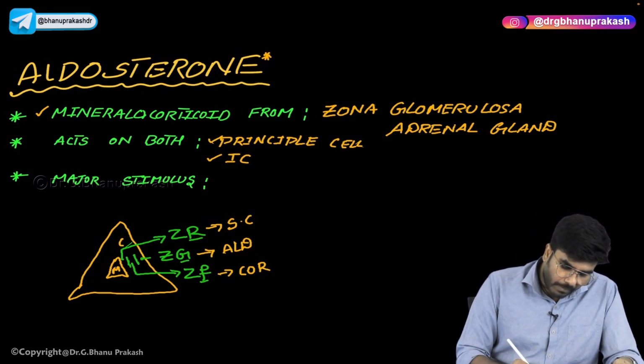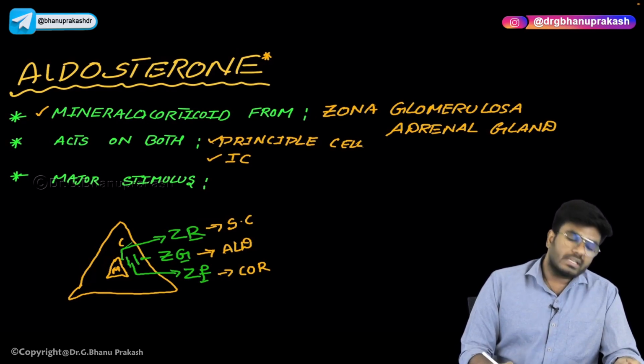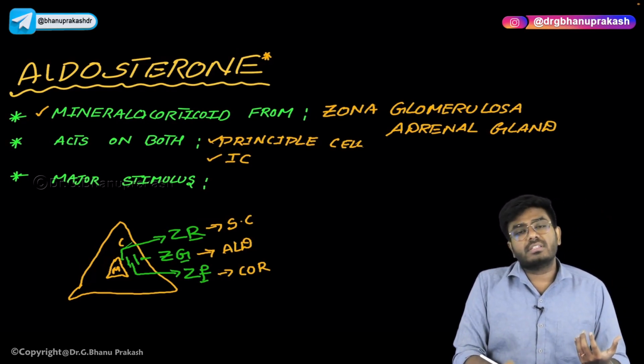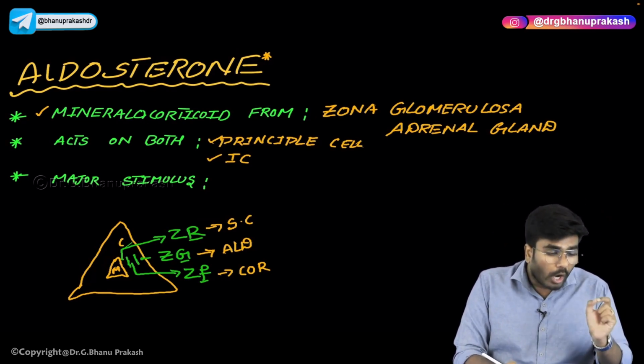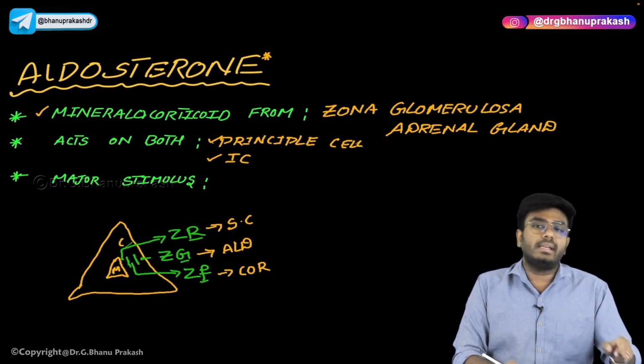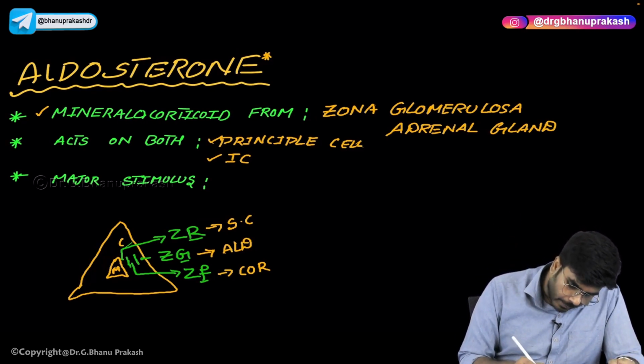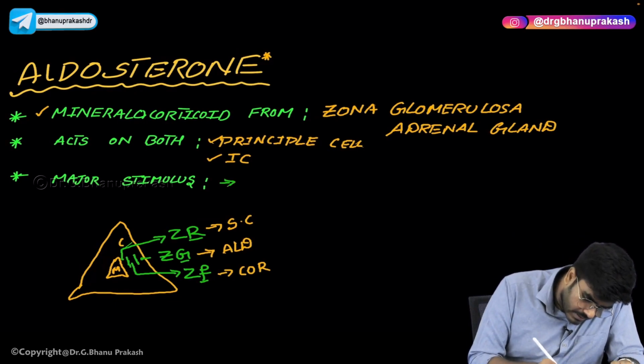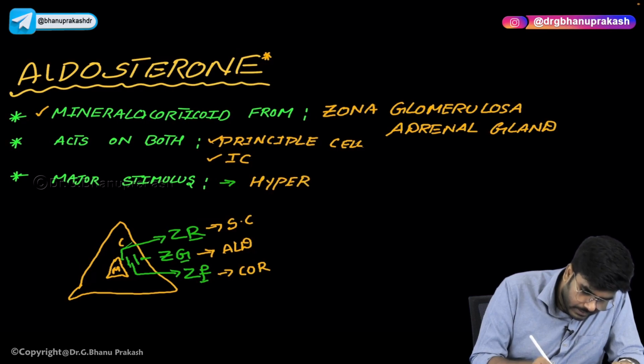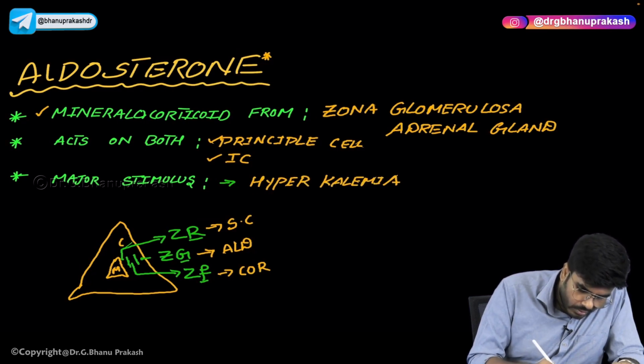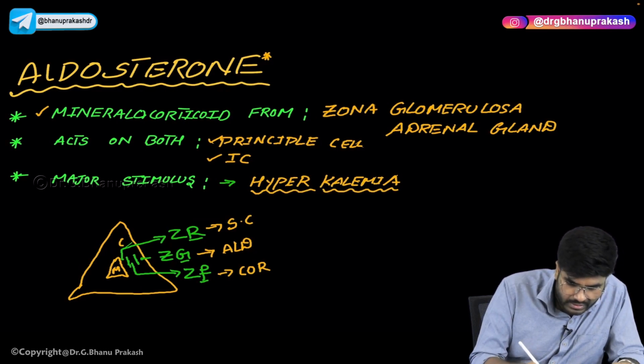Now let's see what is the major stimulus for the release of aldosterone. What will stimulate the release of aldosterone? It is hyperkalemia. The major stimulus is hyperkalemia. So hyperkalemia is the one which stimulates the release of aldosterone.